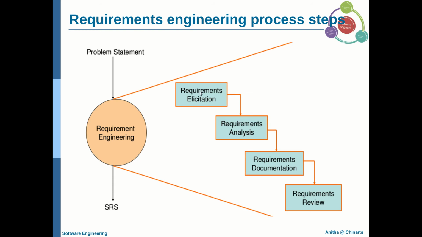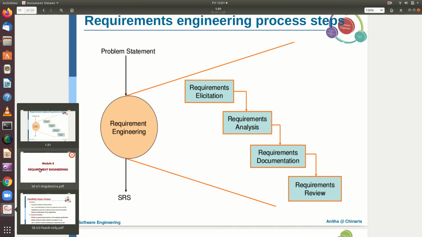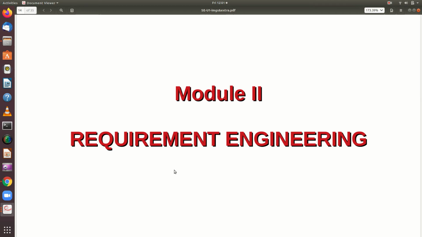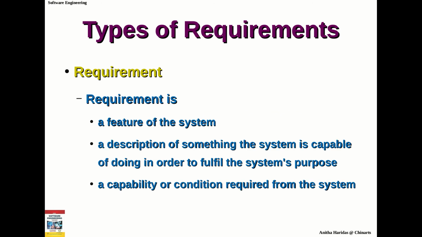So here the requirements will be collected using different strategies, then analyzed, documented as specifications, and then reviewed. Now, these are the 4 steps in requirement engineering. Now, today in this video we are going to talk about what are the different types of requirements. We often talk about requirements in the requirement engineering process. So we should understand what we mean by requirement in a software project.